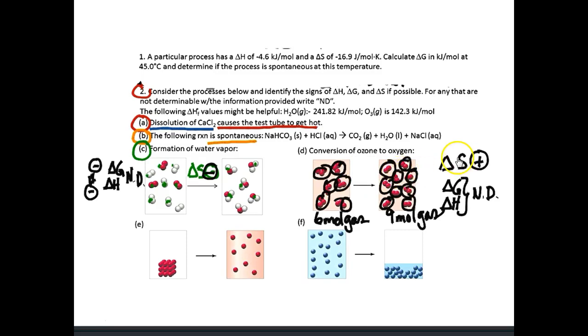If you combine a positive delta S and a negative delta H, then delta G also has to be negative. And so delta G and delta H are both negative here, even though I wrote not determinable, that's not true. I forgot about this information that was given up here.